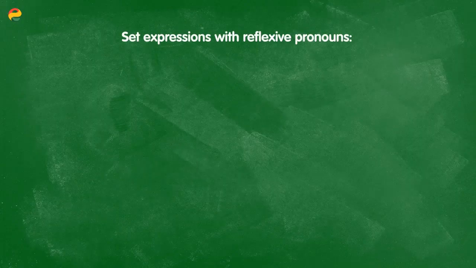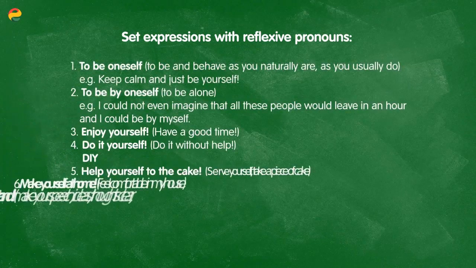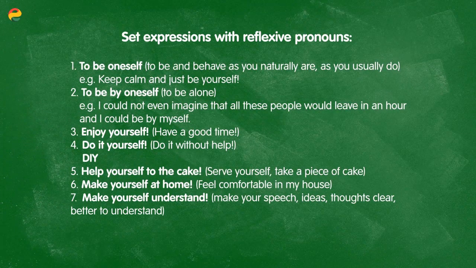Now, just like there are set expressions for to make yourself at home, there are other set expressions in English which make use of reflexive pronouns. Let's look at a few together. To be oneself. It means to be and behave as you naturally are or as you normally do. Like in the sentence, keep calm and just be yourself.